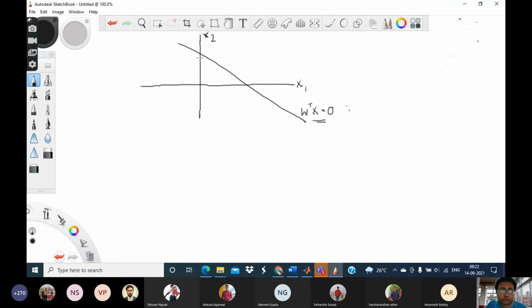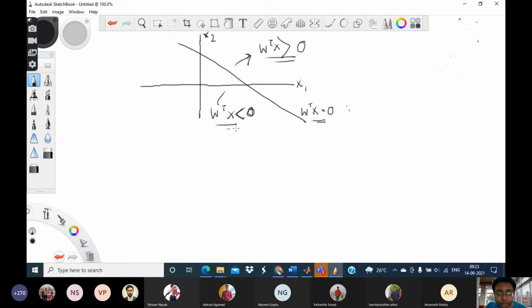So what happens to those points which are not on the line? For all the points on the line, this is satisfied. But what happens to the points which are off the line? On one side it will be W transpose X greater than 0. On the other side it will be W transpose X less than 0. If you consider any point which is off the line but on one side, this will happen. Regardless of the exact magnitude of W transpose X, it will be positive on all points on this side. On this side, W transpose X will be negative. Correct?